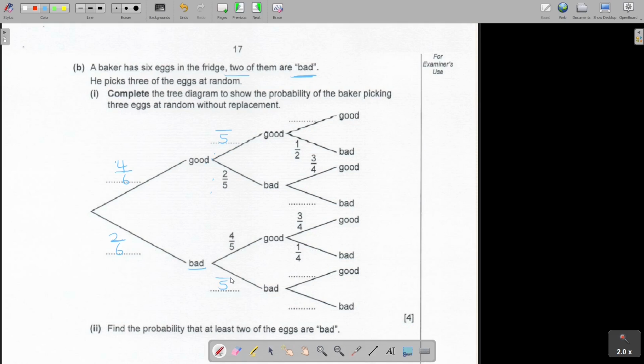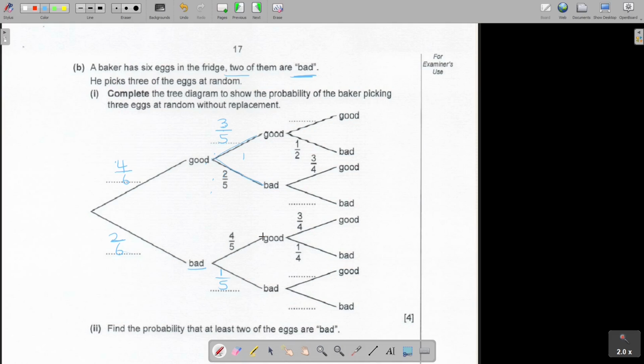For this one, you're going to assume he took a good one. So there's now just 3 good ones. Okay. For this one, you're going to assume he took a bad one. So if it was 2, then it's 1. But you can test it by saying this 3 plus this 2 is 5 out of 5, because I said to you, these 2 arms must add up to 1. The same, 4 out of 5, then this must be 1 out of 5.